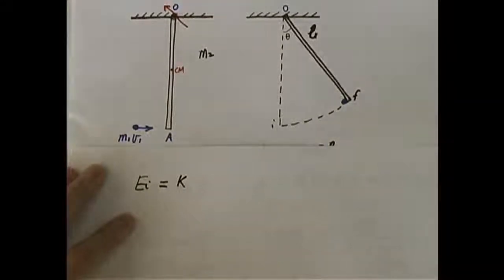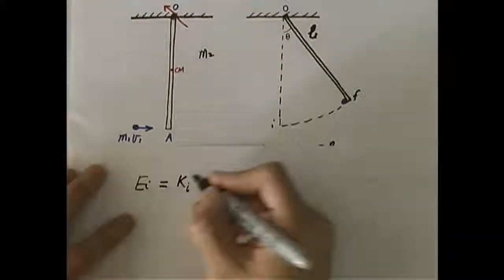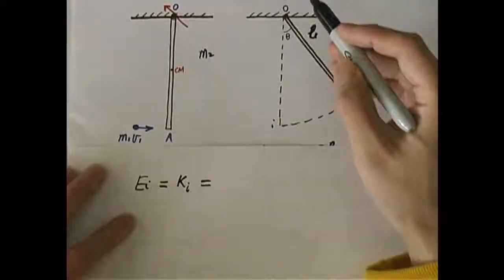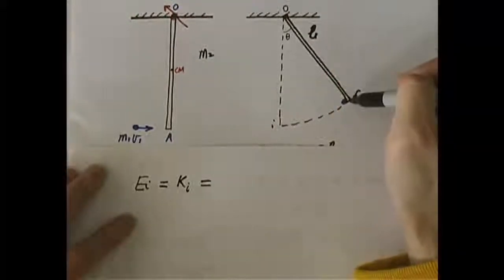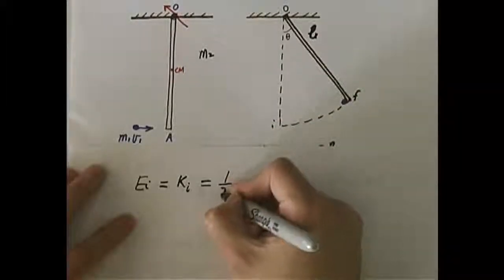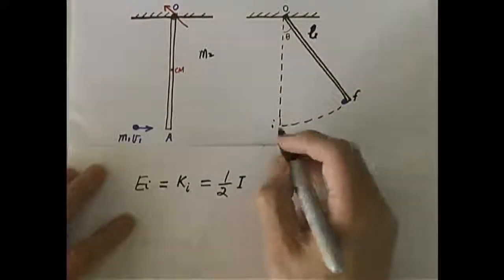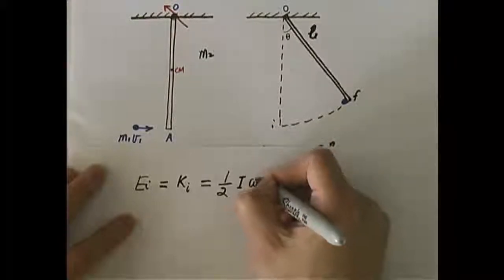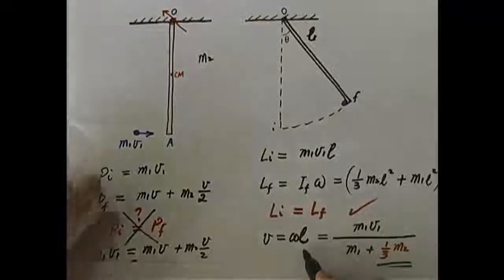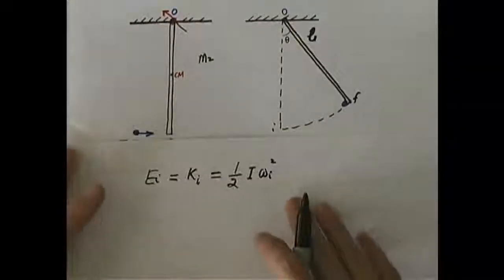Assuming that initial gravitational potential energy is 0, I can always do that. What is that equal to? Well, I can think of the rod plus the object at the end as one single object, and everything is rotating about point O, so we only have rotational kinetic energy, 1/2 I omega initial squared. Omega initial is that omega that we just calculated over there, okay? So we know what it is.